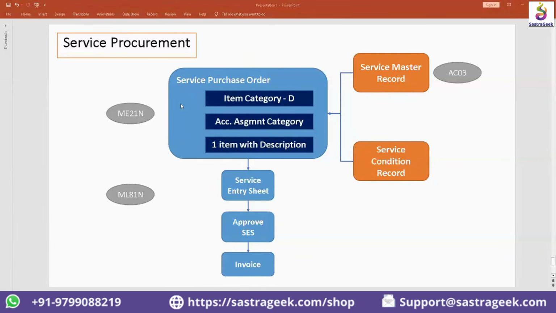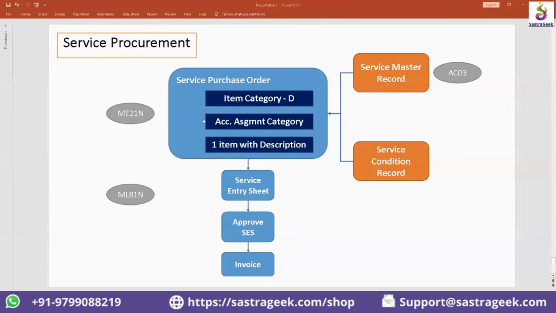Now what is the difference between a normal purchase order and a service purchase order? The item category. You select the item category D per item. That item category D indicates the item which you are procuring falls under service procurement. Okay. Then there is one more thing about service procurement, that account assignment category is mandatory.